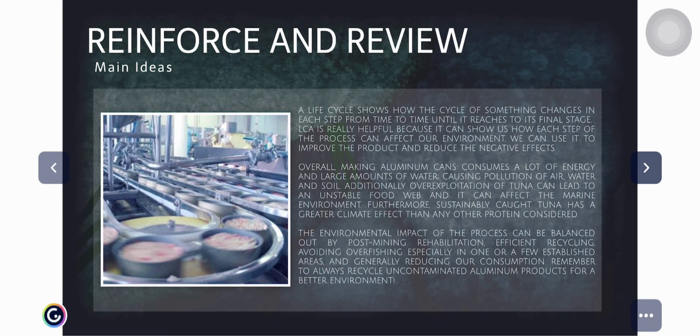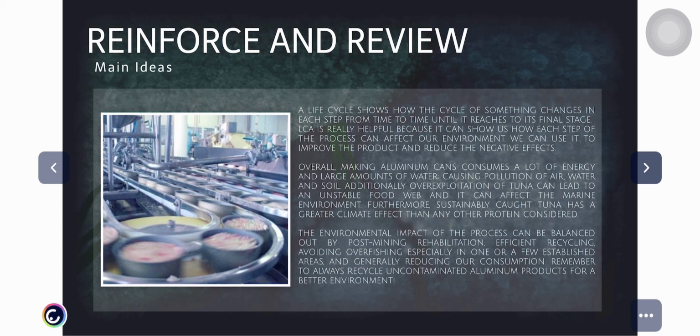Overexploitation of tuna can lead to an unstable food web and it can affect the marine environment. The making process uses an incredible amount of energy and a large amount of water. It also pollutes the earth, water, and soil. The aluminum can manufacturing process is harmful to the environment and to people living near mining, refining, or smelting operations.